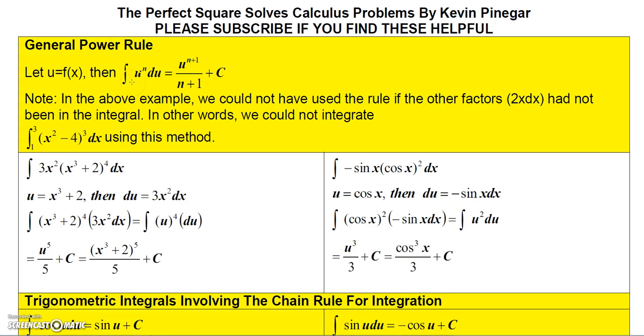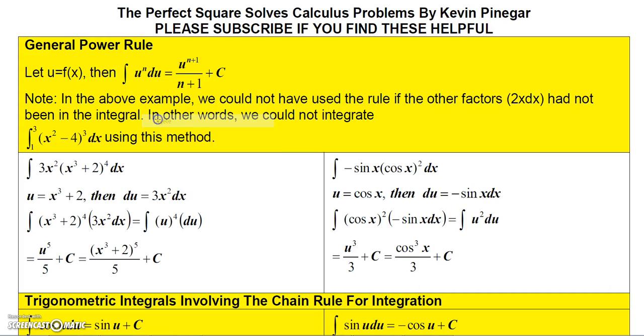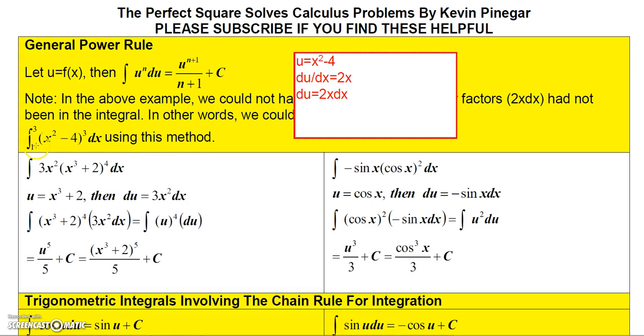But the trick is, you must have, with that function raised to a power, the rest of the factors in the integral must be du. So you've got to make sure that the integral will fit the form of u to the n du. And then if it will fit the form u to the n du, then all you have to do is apply the power rule and write it as u to the n plus 1 over n plus 1 plus a constant.